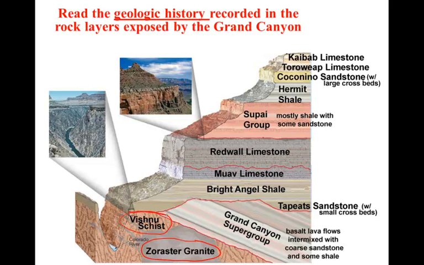Then we have a long period of non-deposition, a long unconformity, a nonconformity, representing the period of time it took to erode away the mountain ranges produced on that convergent plate boundary. By this time, the area becomes divergent. A rift zone develops, forming the related rock units of the Grand Canyon Supergroup, including basalts, coarse sandstones, and shales.